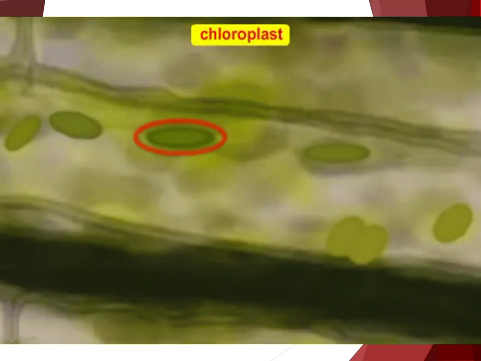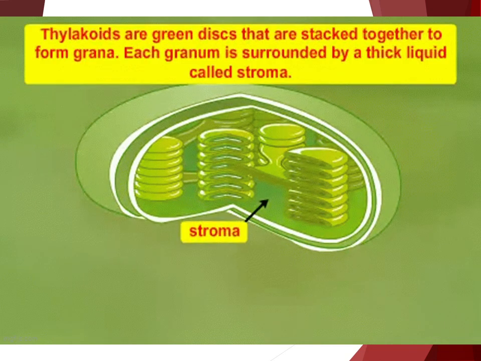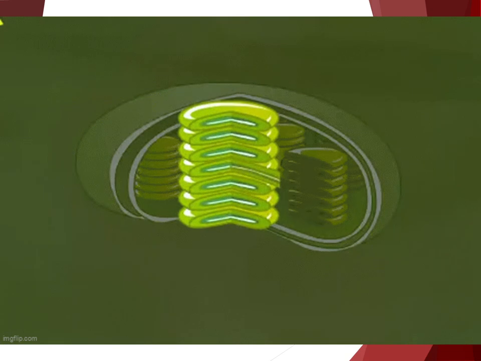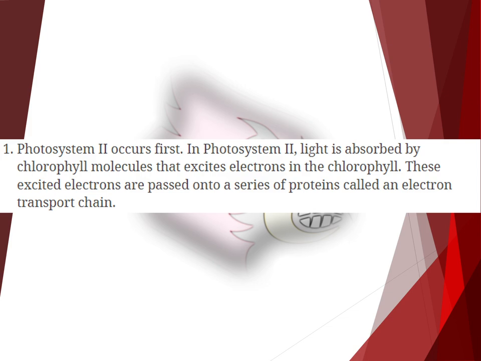The light-dependent reaction has two photosystems, referred to as photosystem 2 and photosystem 1. And the light-dependent reaction takes place in the following steps. 1. Photosystem 2 occurs first. I know that seems funny, but in photosystem 2, light is absorbed by chlorophyll molecules that excites electrons in the chlorophyll. These excited electrons are passed onto a series of proteins called an electron transport chain.